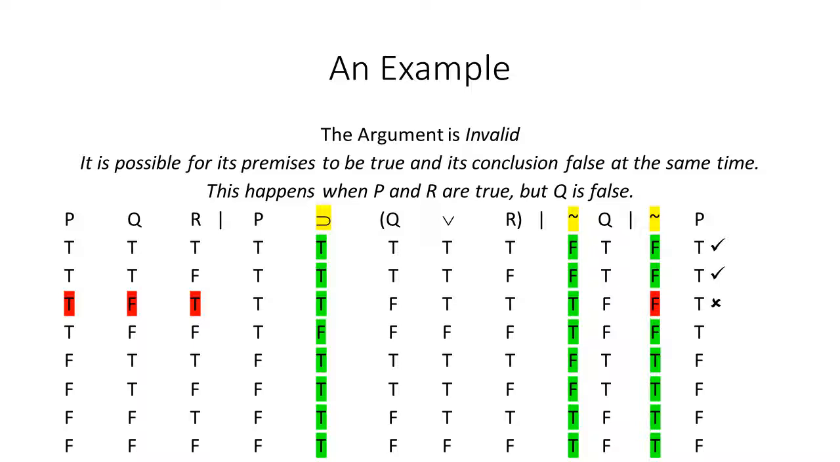Right, so here's the explanation again. When P and R are true, but Q is false, then our first premise is true, our second premise is true, and our conclusion is false. And that shows that it's possible for the premises to be true and the conclusion false at the same time, and if it's possible for the premises to be true and the conclusion false at the same time, then the argument is invalid.